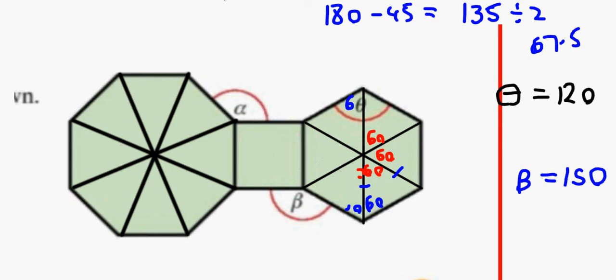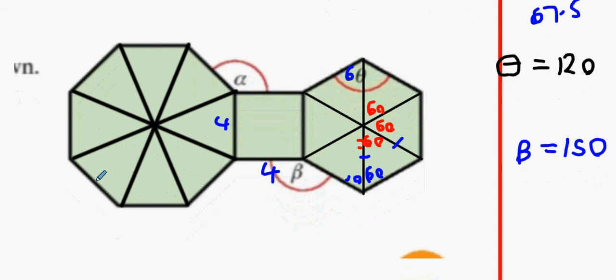If you're doing this in a test, where would you start off? Start off with the square. What's the square? 4 times 4? 16. Are you cool with that? Is it meters or centimeters? Centimeters, right? That's your square, yeah?